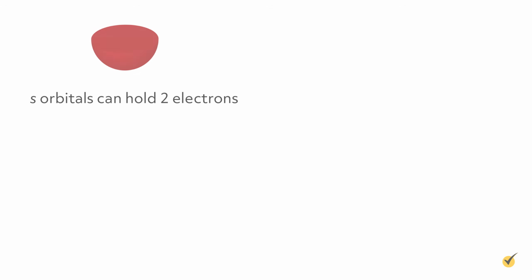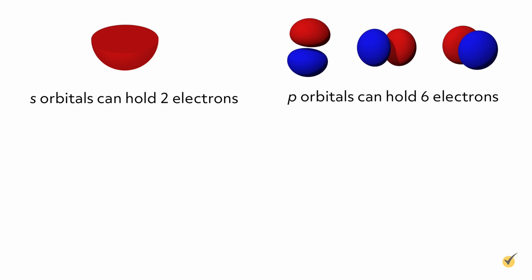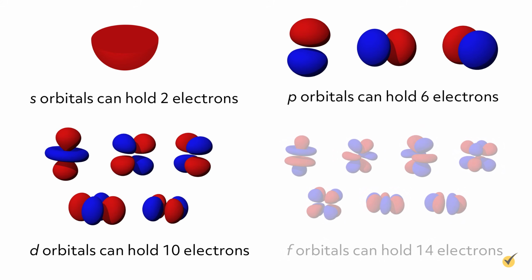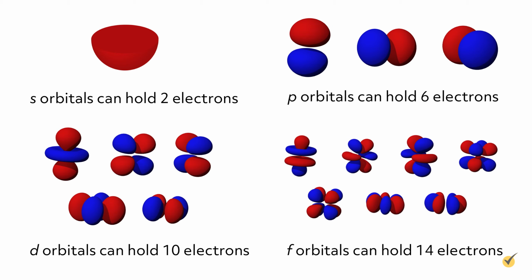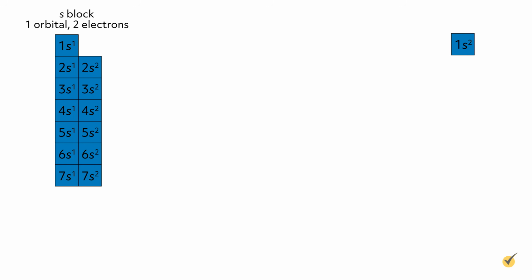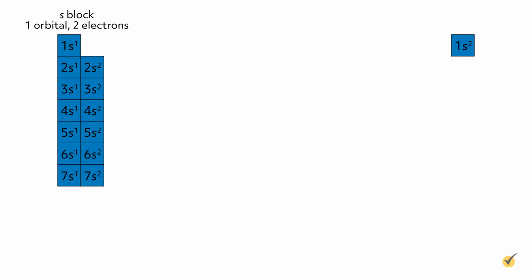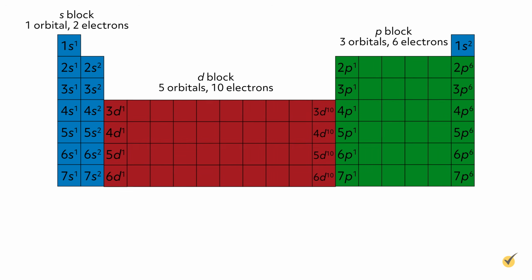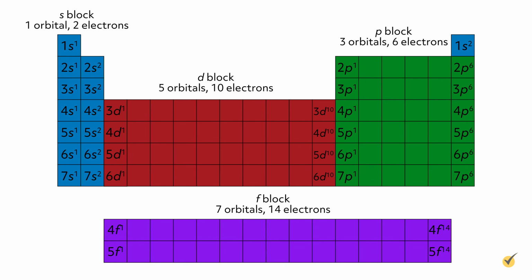This means that s orbitals can hold 2 electrons, p orbitals can hold 6 electrons because there are 3 p orbitals, d orbitals can hold 10 electrons because there are 5 d orbitals, and f orbitals can hold 14 electrons because there are 7 f orbitals. This actually accounts for the shape of the modern periodic table. You can split it up into the s block with 2 columns, one for each s electron, the p block with 6 columns, the d block with 10 columns, and the f block with 14 columns.